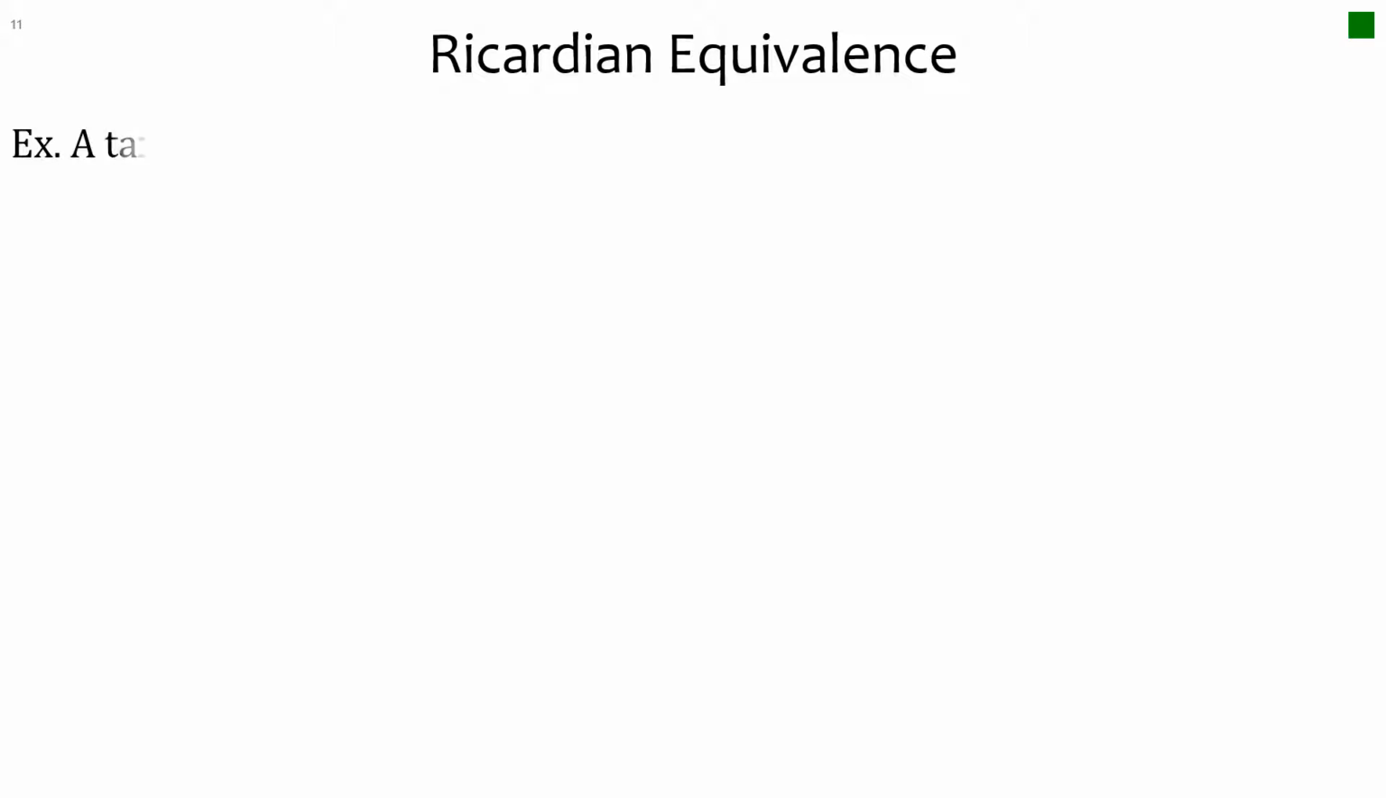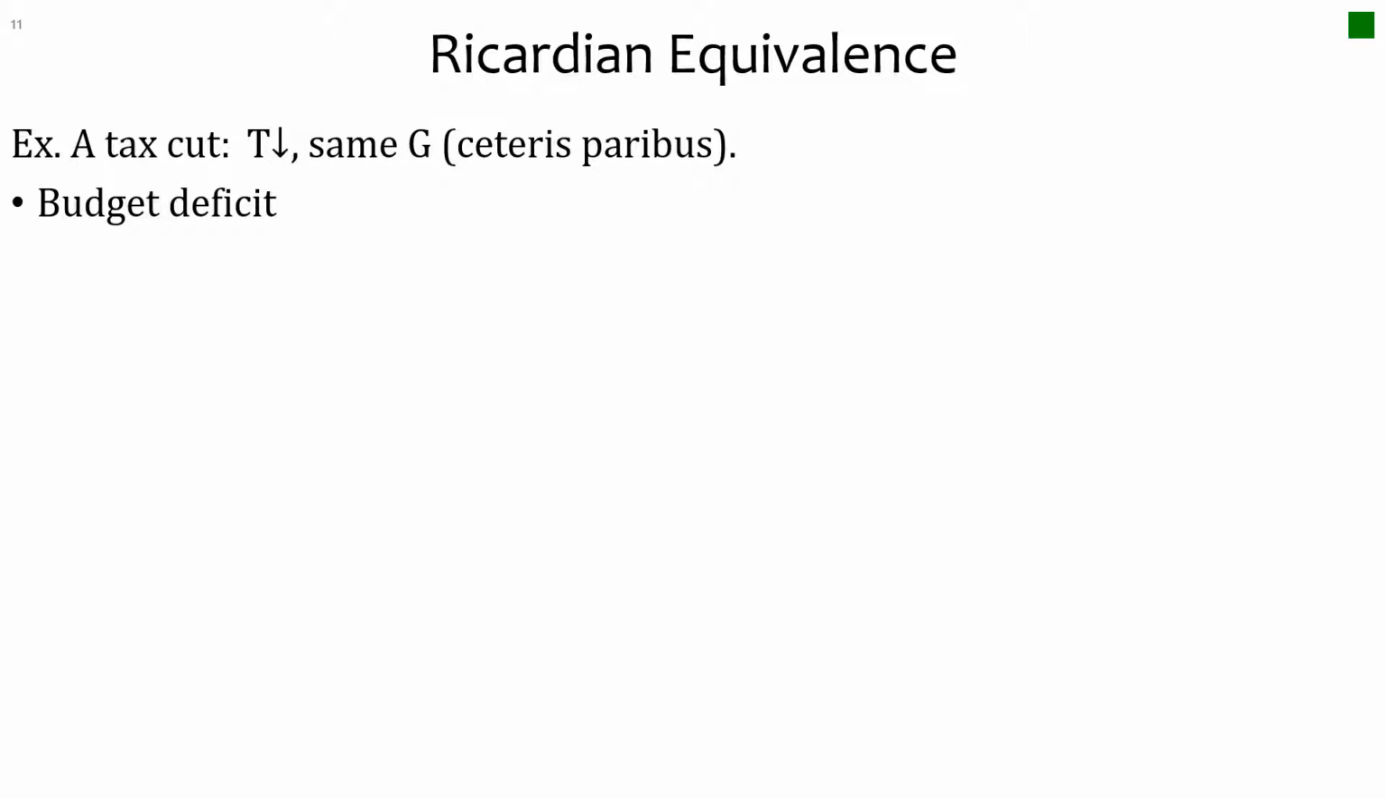So, here's an example for the Ricardian equivalence. Let's say there is a tax cut. A tax cut, remember, is a popular thing to do for the government because people don't like taxes. So a tax cut means that the T goes down and we assume that there is the same level of spending. That's ceteris paribus. Now, a tax cut, does it create a deficit or a surplus for the government? It means lost revenue for the government, right? So this is going to result in a budget deficit for the government.